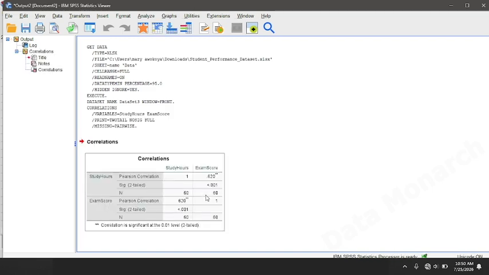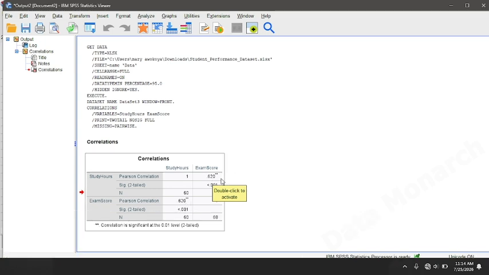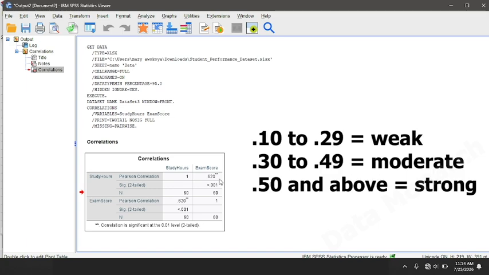Here in this output, only 3 numbers matter to us. The first one is the Pearson correlation, and you can see there that we have a 0.62 value. That's a positive, moderately strong correlation, and this is based on the general guide. The general guide states that if you have a value between 0.10 and 0.29, that is a weak correlation. If you have between 0.30 and 0.49, that is a moderate correlation, and if you have 0.50 and above, that is a strong correlation.